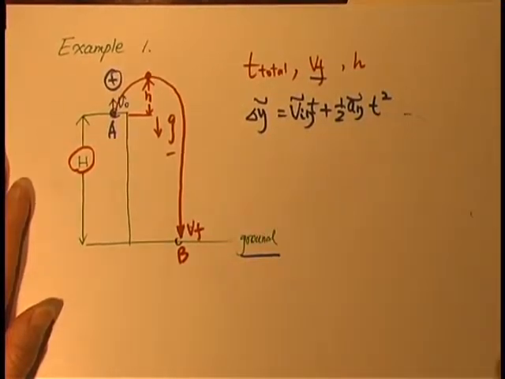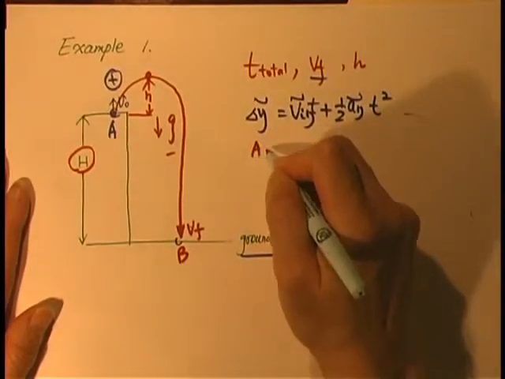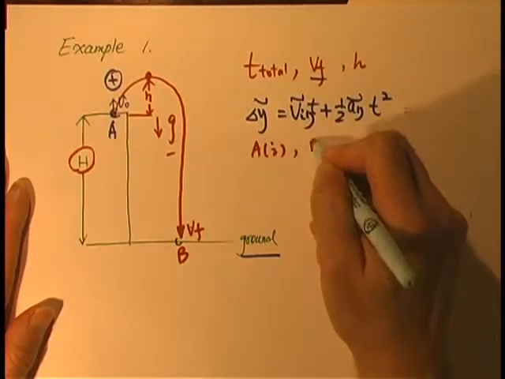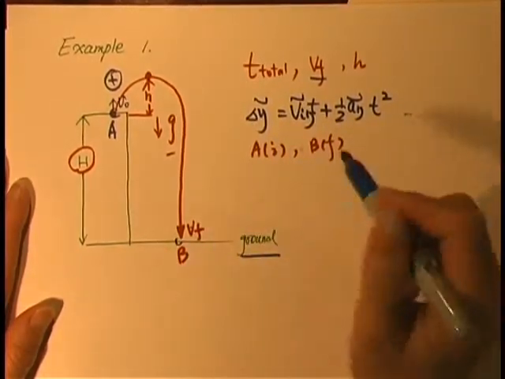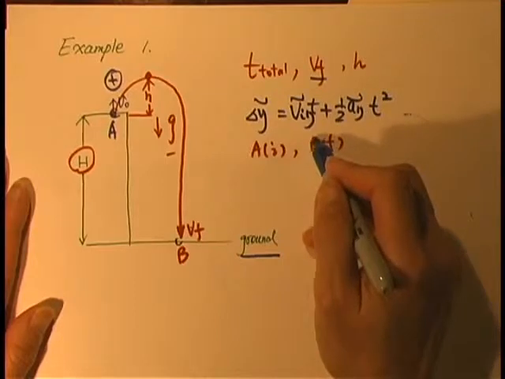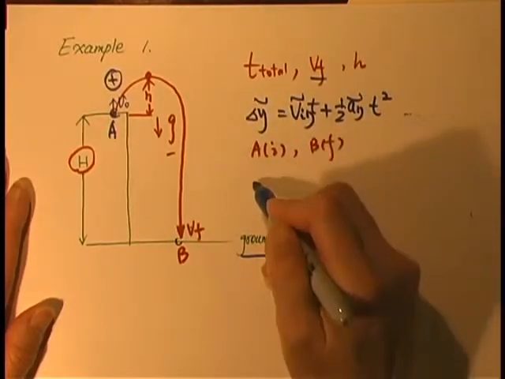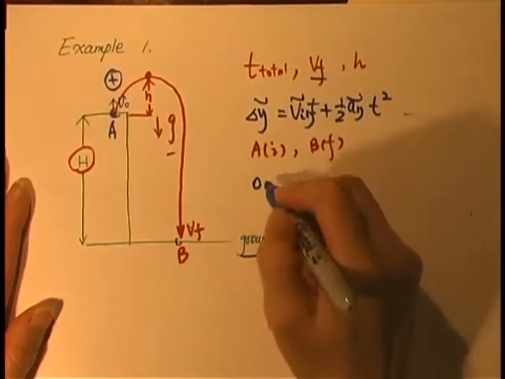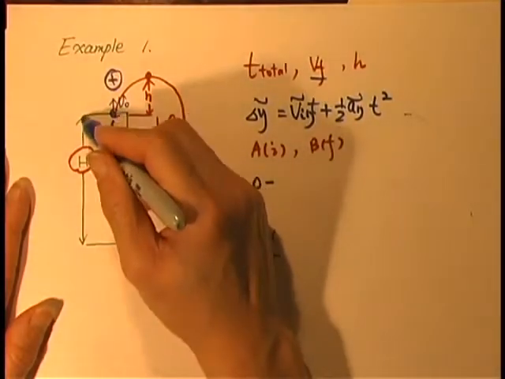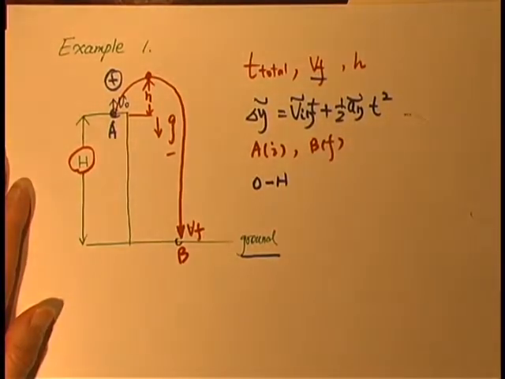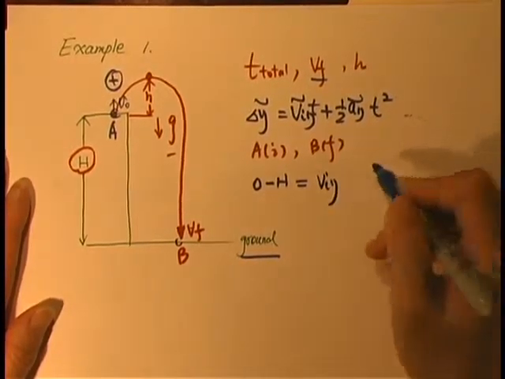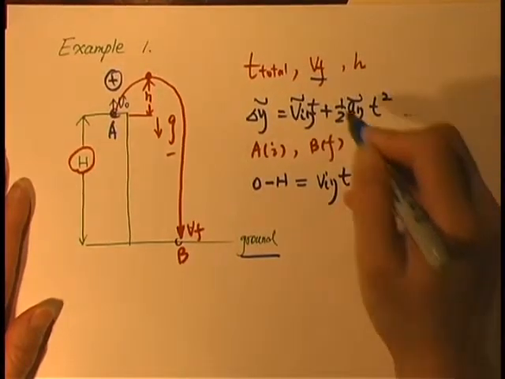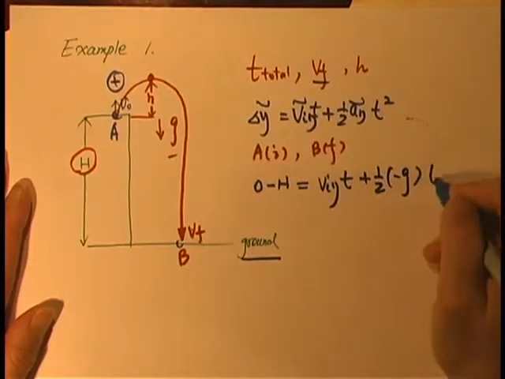Because you see, if we choose A as initial, B as final, what's delta Y? Final position minus initial position. Final position is 0 because this is right here, a little bit above the ground. Initial position, it's right here. It's h meters above. Final minus initial, that's delta Y, equals V initial Y, that's positive, T plus 1/2 AY, which is negative G because downward, T squared. Look at that.